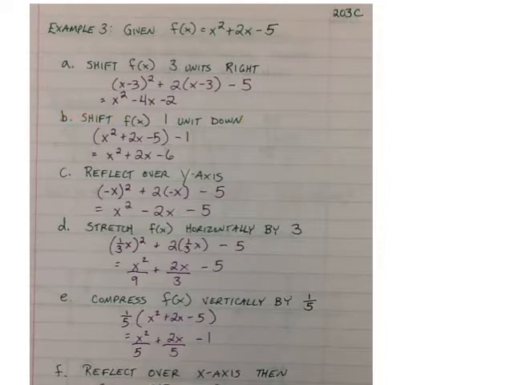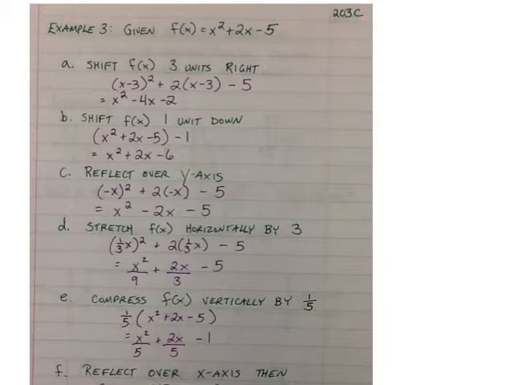Part B, shift the function 1 unit down. So if we take the whole function and we shift it down 1 unit, this is a much easier piece to simplify out. What we get is x squared plus 2x minus 6. A reflection over the y-axis means take all of the x's and make them negative x's. So we take x, replace it with negative x, take the other x, replace it with negative x, and then you simplify it.